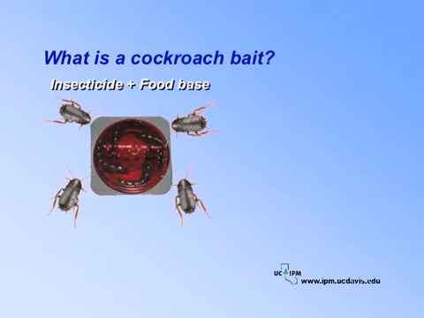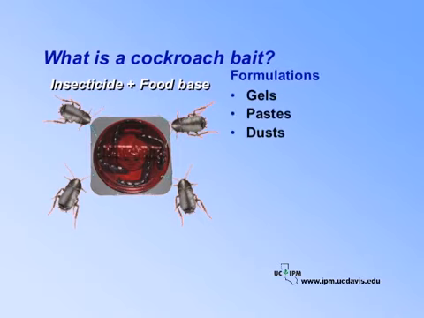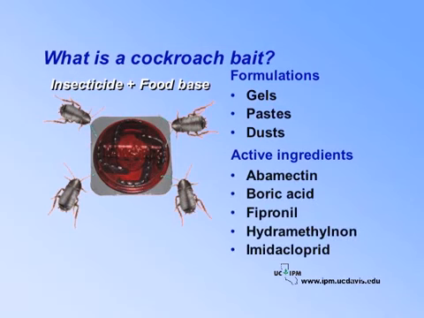Baits contain an insecticide or active ingredient mixed with a food base. They are very effective when used properly. Baits are formulated as gels, pastes, or dusts. Common active ingredients include abamectin, boric acid, fipronil, hydramethylnon, and imidacloprid.